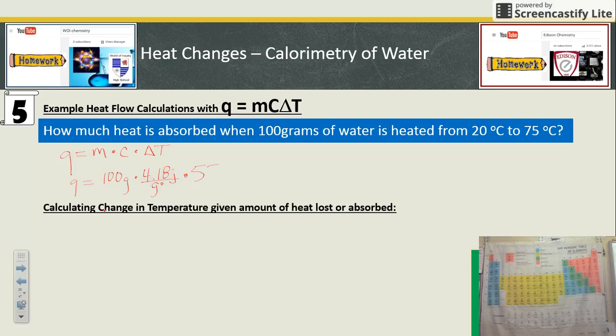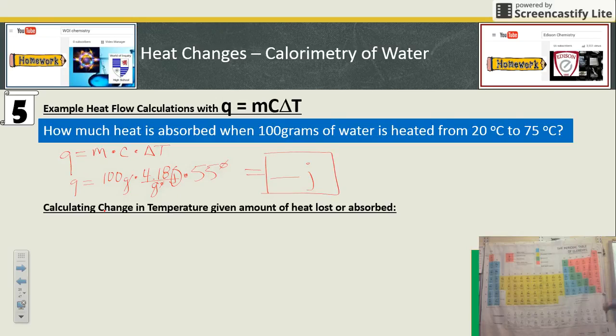So times 55 degrees. And when you do the math, the degrees drop out, the grams drop out, and the joules stay behind. So what you have is just some straight multiplication. 100 times 4.18 times 55, and you'll get your answer. So do that math on your calculator, okay?